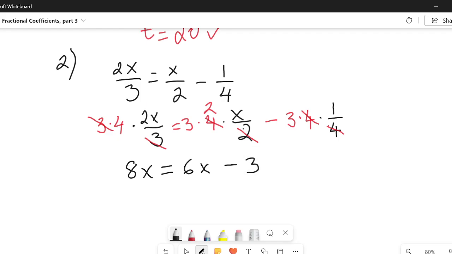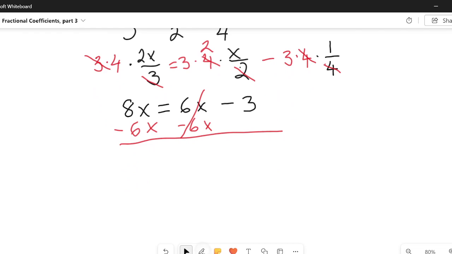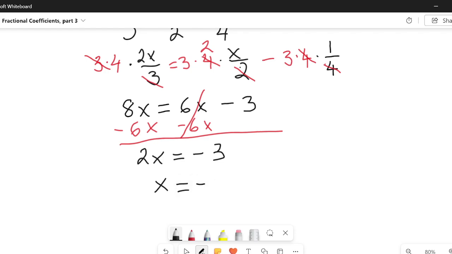Now we have an equation with a variable on each side, so I'm going to subtract 6x from both sides of the equation. This way I'm eliminating the variable on the right side, and now it's going to be 2x equals negative 3. And the final answer, if we divide by 2, is negative 3 over 2.